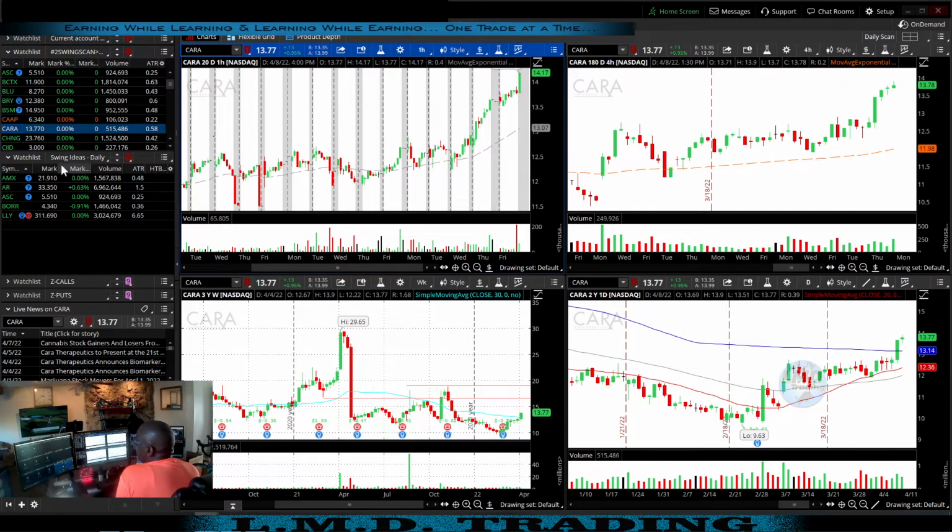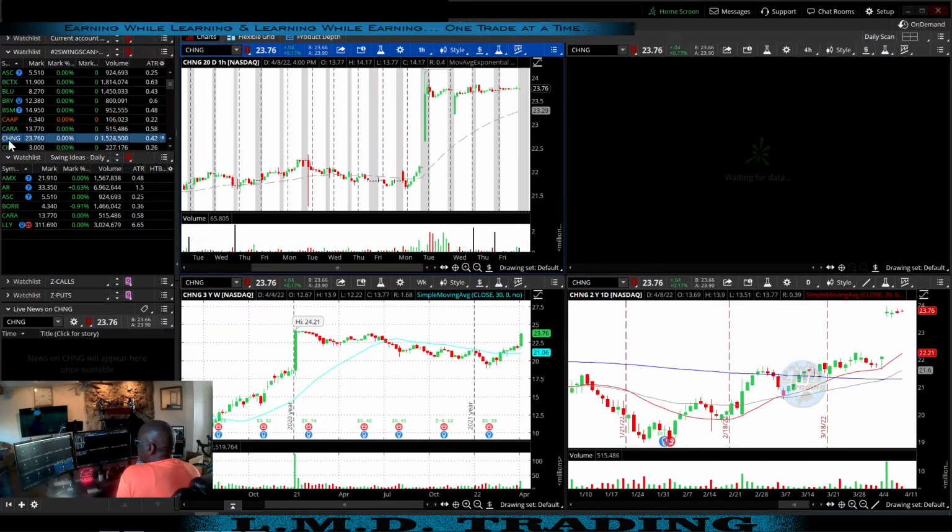This one is good. This is one that I will want to see a retest and hold of the 200, and I'll be looking to get into this one on a swing play. It's looking pretty good.